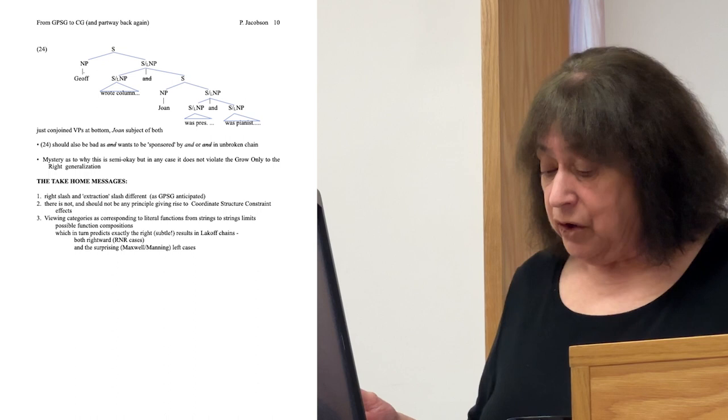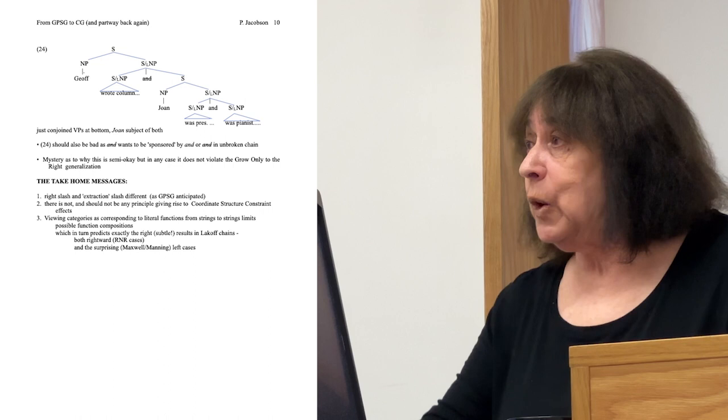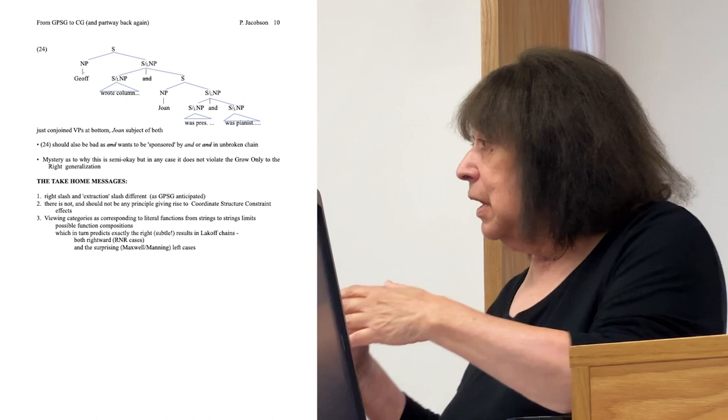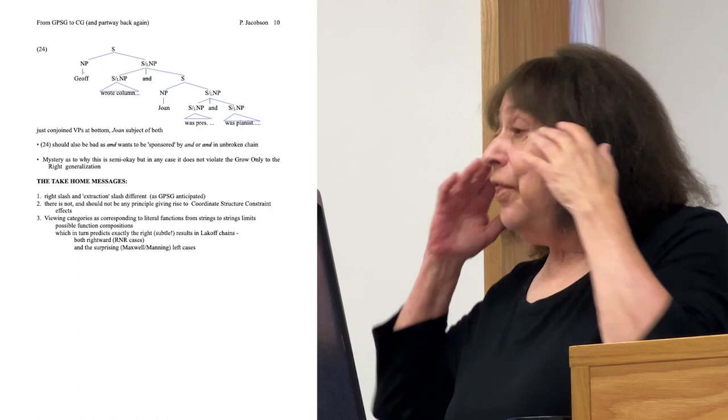So I think what this shows is that the empirical prediction is borne out. You cannot mix and match in these left chains that are waiting for something on the left. You can't have a mix and match of, say, a VP and an S, or an object and a VP. You only can get the bigger thing on the right. That follows if there's no mixed composition.